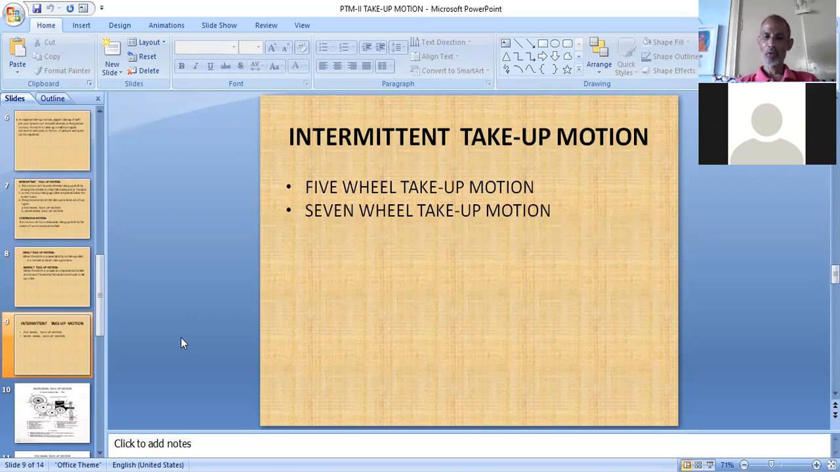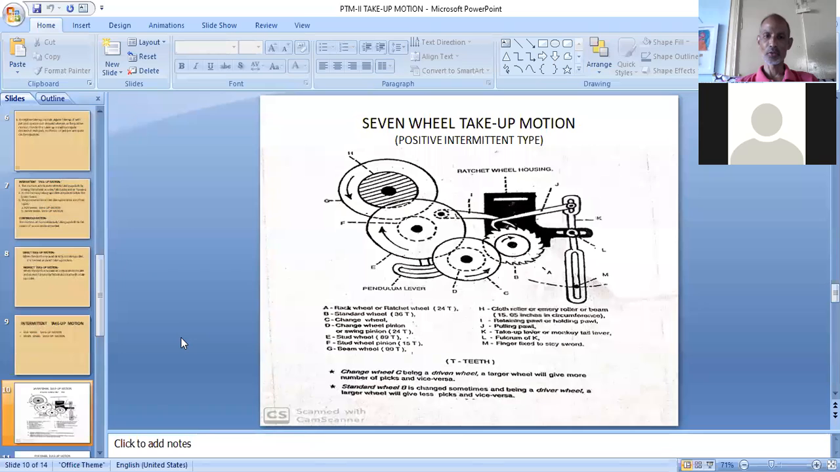Intermittent tack up motions are of two types, 5-wheel and 7-wheel. So we will take one by one, first 5-wheel and then 7-wheel tack up motion. So first it is 7-wheel tack up motion. Here you can see it's a very simple diagram which is having a chain of wheels. Number of wheels are there, number of gears are there. So these gears are connected in a proper manner with each other and finally imparting motion to the tack up roller, which is imparting motion to the cloth beam or cloth roller.